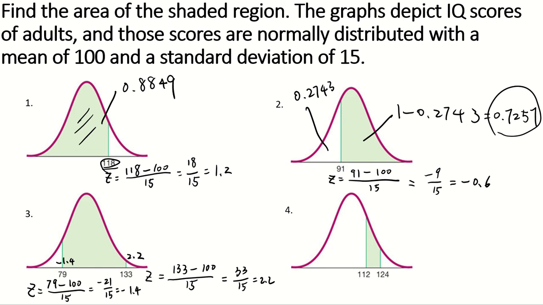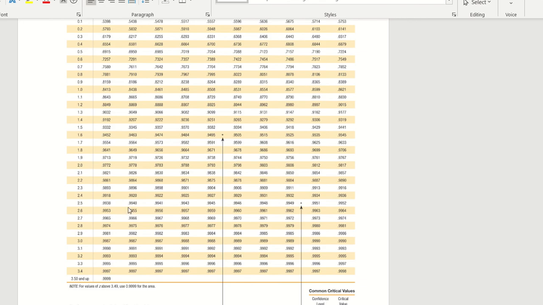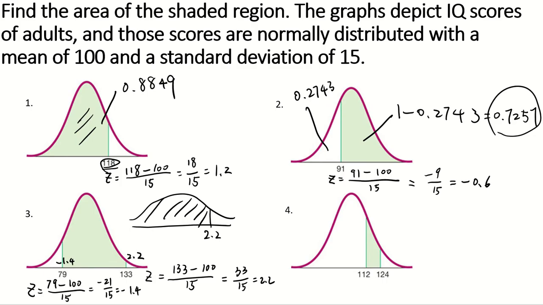Okay, so first we will find the area to the left of the z-score 2.2, which is this. Right. So go to the A2 chart. So under 2.2, you can find the value 0.9861. That means this area is 0.9861.